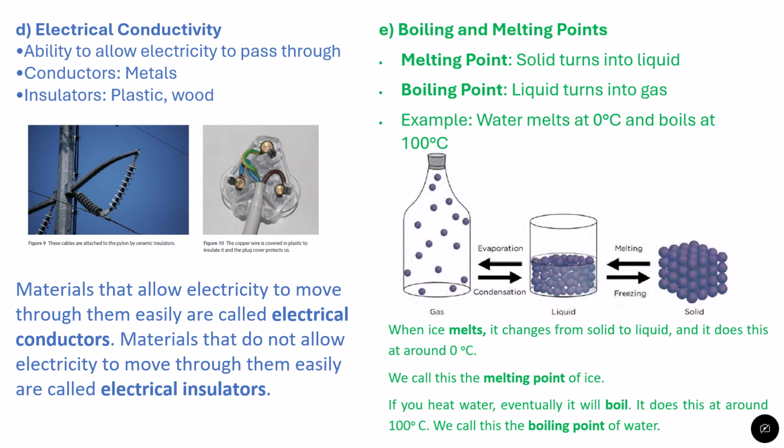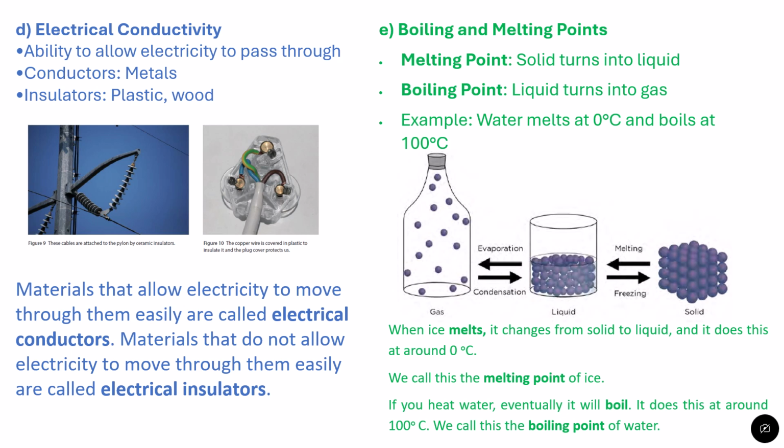Now, materials that allow electricity to move through them are called electrical conductors, and materials that do not allow electricity to move through them are called electrical insulators. Then we have boiling and melting points.